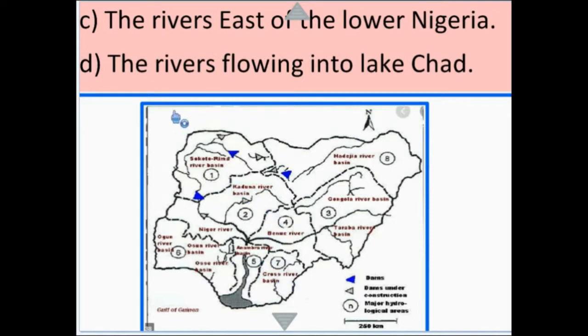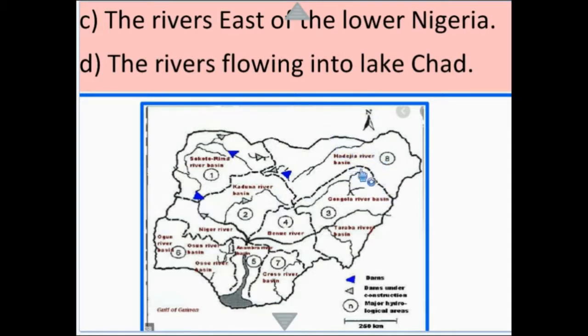Now, looking at another river basin here, the rivers flowing into Lake Chad. Now, this is Lake Chad. Those rivers that flow into Lake Chad have to do with Gongola River. Gongola River comes from the Jos Plateau. Jos Plateau is a hydrological area that forms the source of Gongola River. Then there are other rivers like Hadejia River and Yedseram River. Yobe River is somewhere here, but it's not showing here.